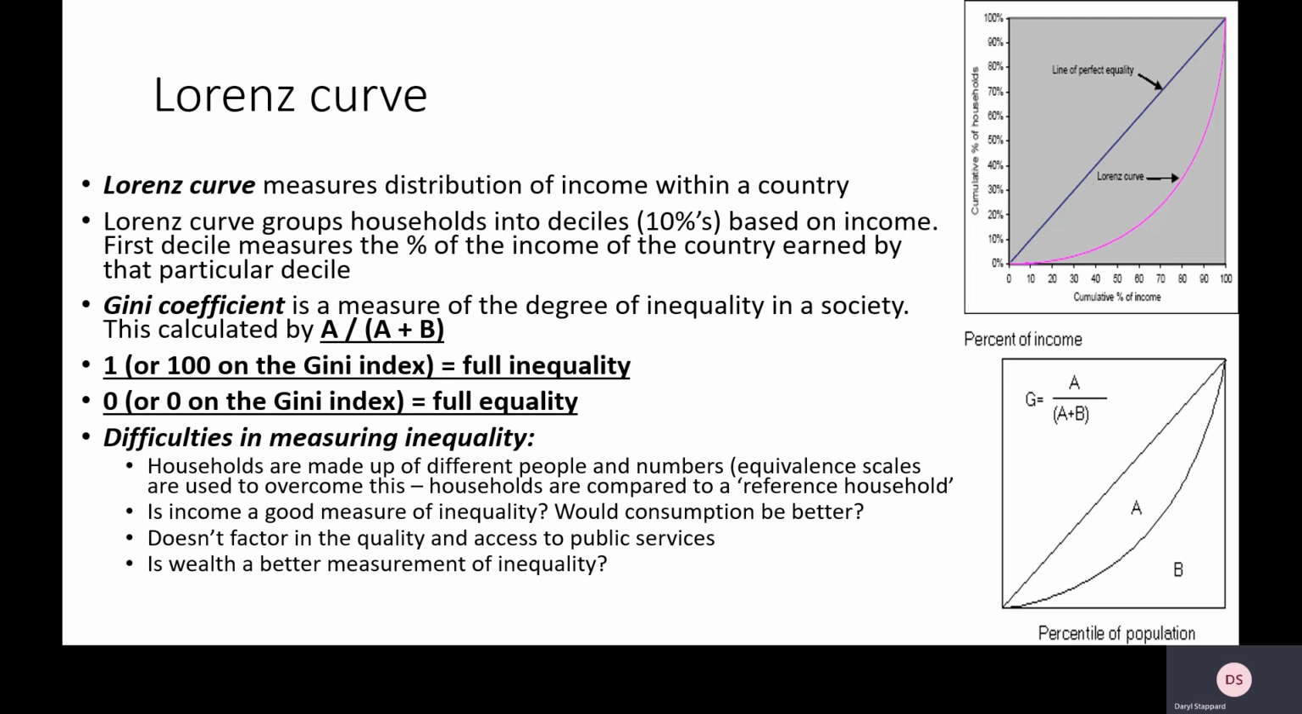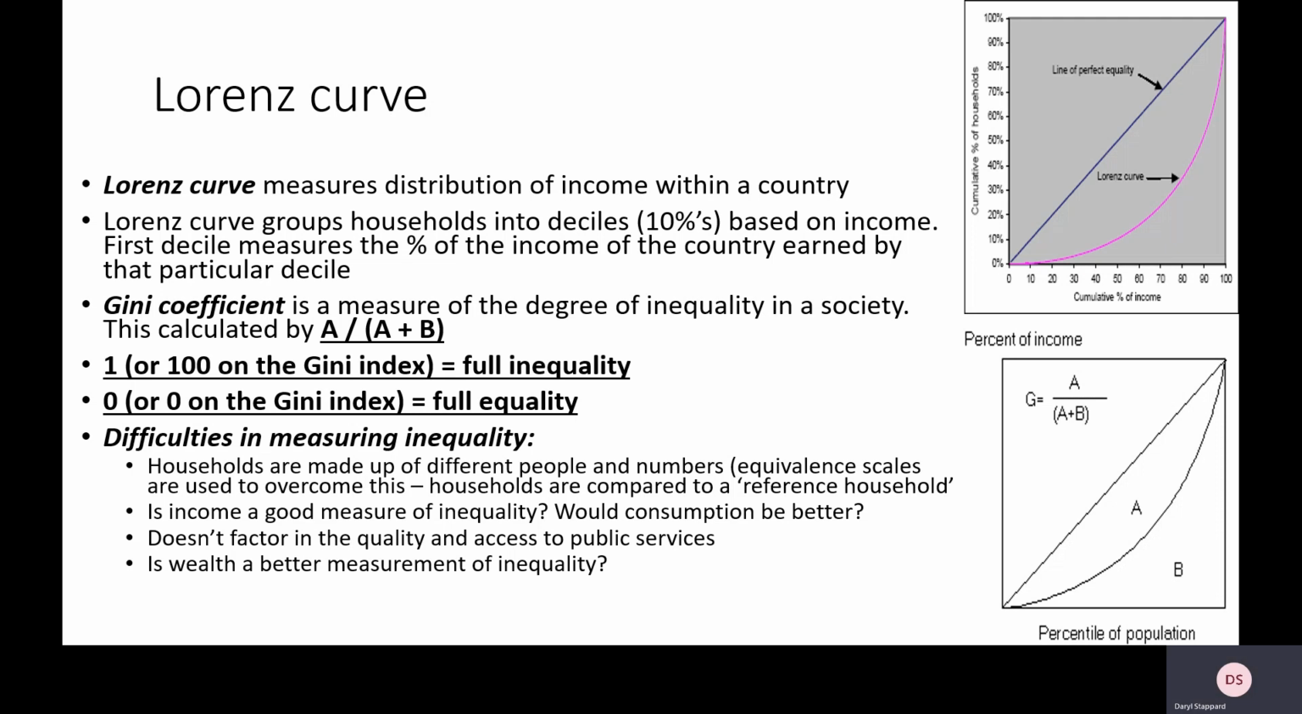Now, what the Lorenz curve shows us is the reality of the situation. So look at the pink line. Now, what this shows here then is that the poorest households receive lower income than the richest households in the country. Now, from the Lorenz curve, we can calculate the Gini coefficient. And this is a measurement of the degree of inequality within an economy.